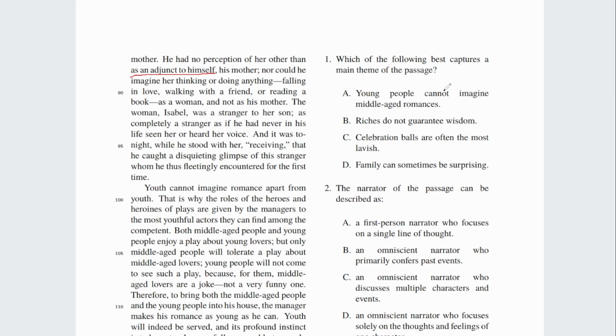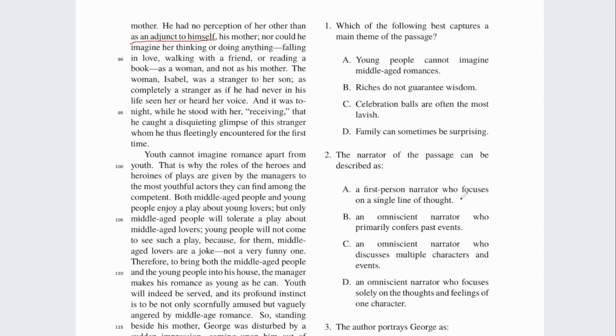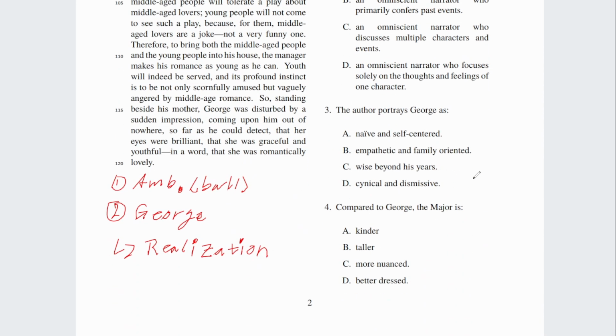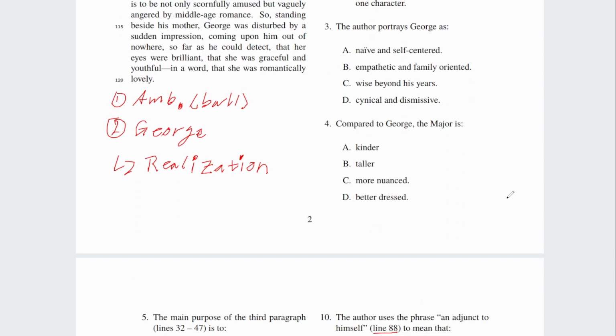And I think the detailed questions are going to help us bolster and fill out this structure that we've established in our heads so that we can answer these purpose of paragraph questions later on. And the narrator question as well. So compared to George, the major is kinder, taller, more nuanced, better dressed. These are some interesting options.